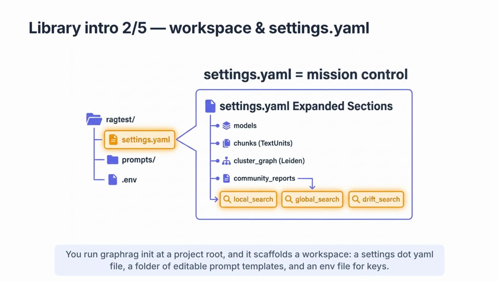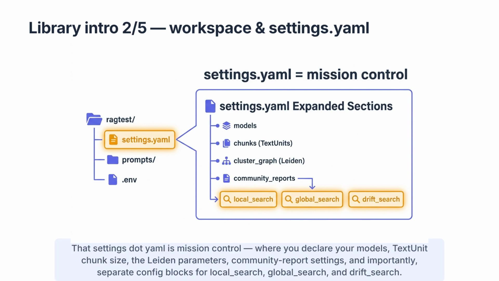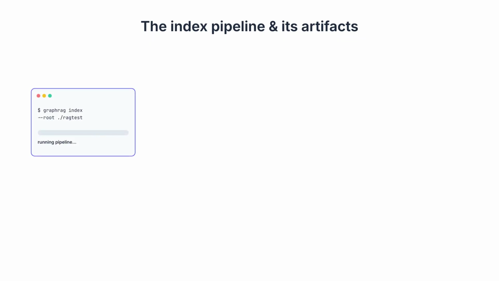Second, setup. You run graphrag init at a project root, and it scaffolds a workspace, a settings.yaml file, a folder of editable prompt templates, and an env file for keys. That settings.yaml is mission control, where you declare your models, text unit chunk size, the Leiden parameters, community report settings, and importantly, separate config blocks for local search, global search, and drift search. Third, what indexing produces, the part you'll load in code.